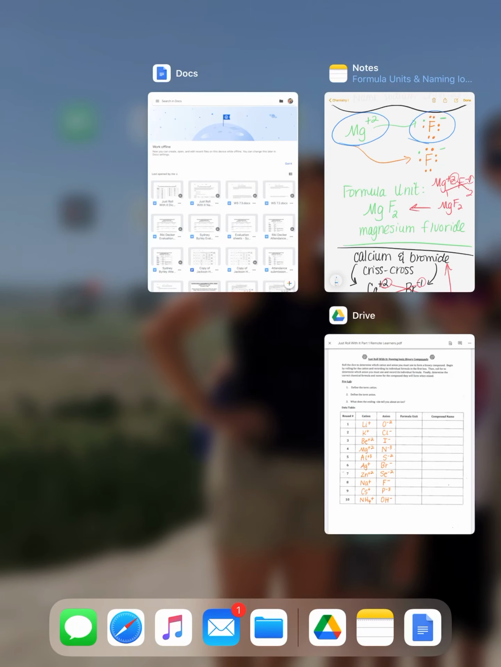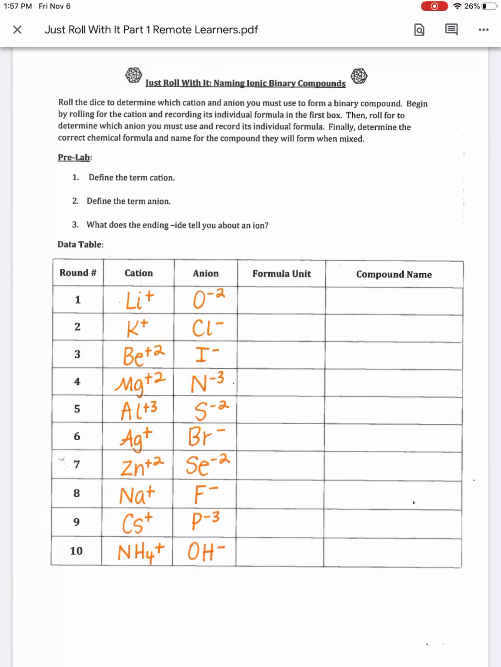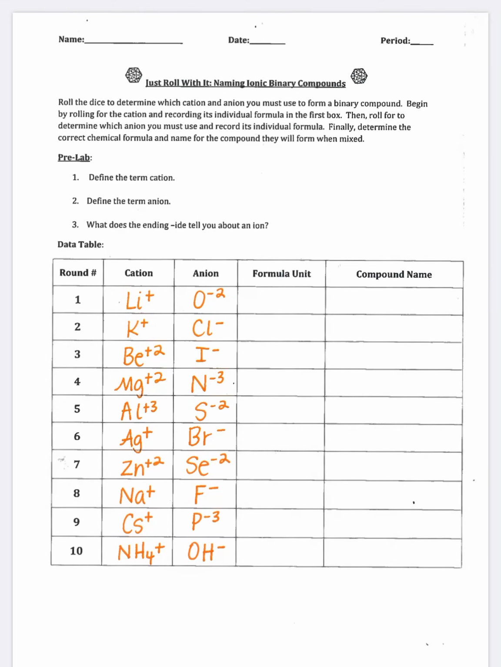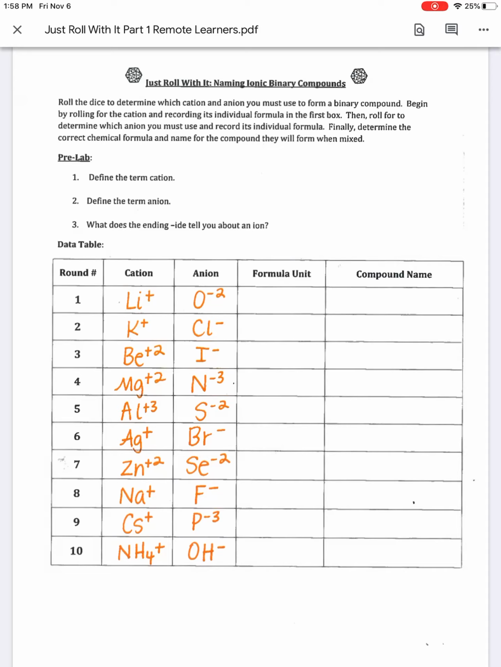magnesium fluoride. So in order to receive your credit for this activity, don't forget to answer the 3 pre-lab questions that are right here at the top. And then you need to go through for these combinations that I've already pre-rolled for you and write the correct formula unit and the name. Don't forget on the names that you have to end in IDE. If you're stuck on any of these, I would suggest going back to your original list of ions that you made at the beginning of the semester. It'll really help you with some names of these things.